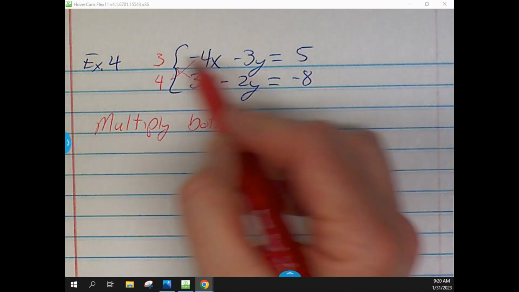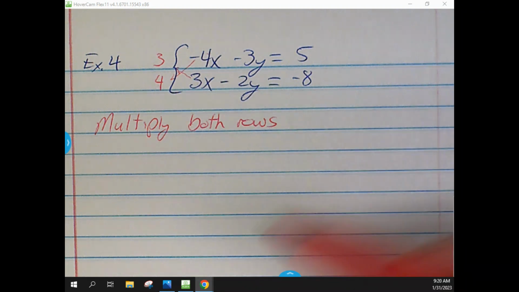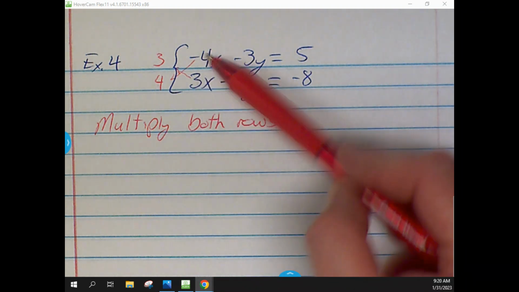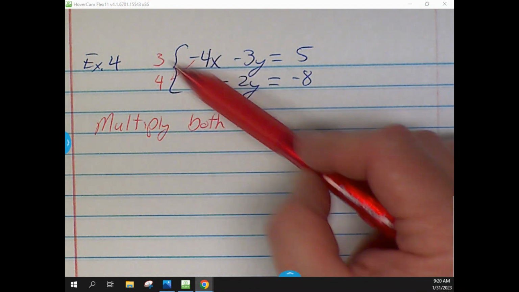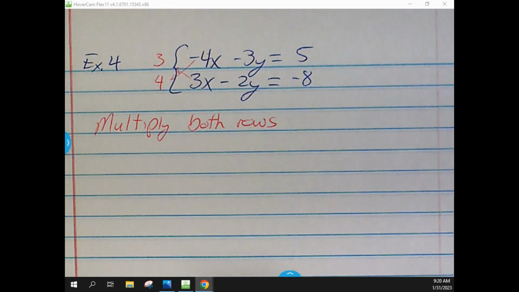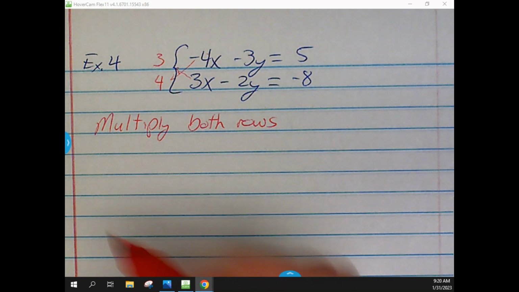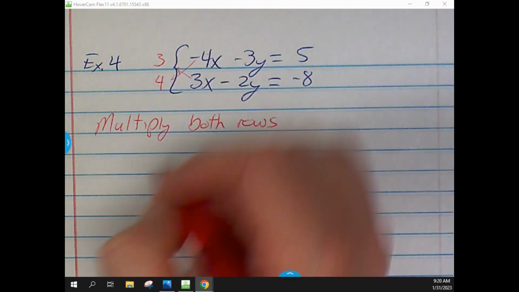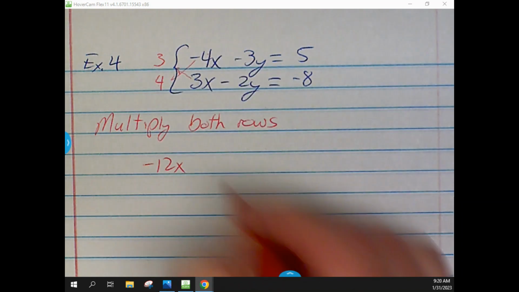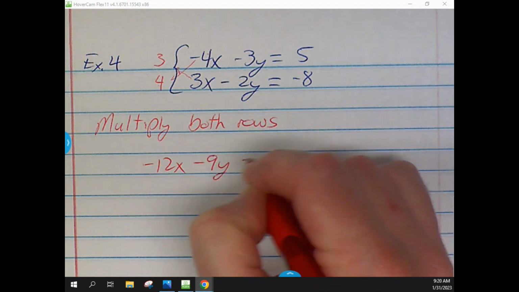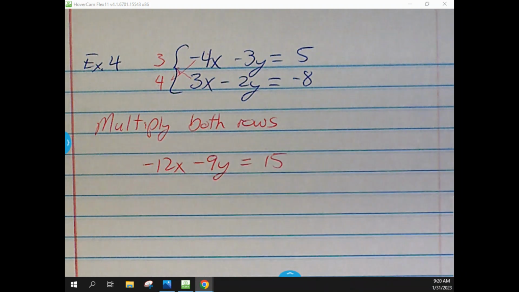So that way we've got 3 times 4 for 12. We've got 4 times 3 for 12. Whatever these first two numbers are, if you just switch where they are and multiply, you'll always get it so that you can eliminate that first variable. Really easy without having to do a lot to it. All right, so everything times 3 here is negative 12x minus 9y equals 15.